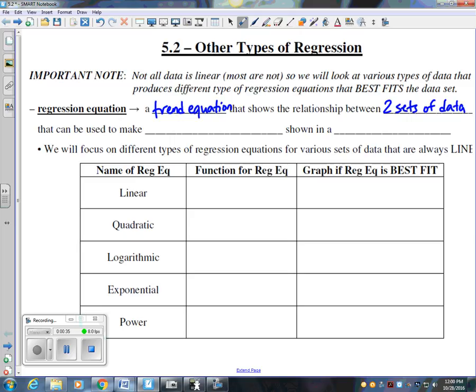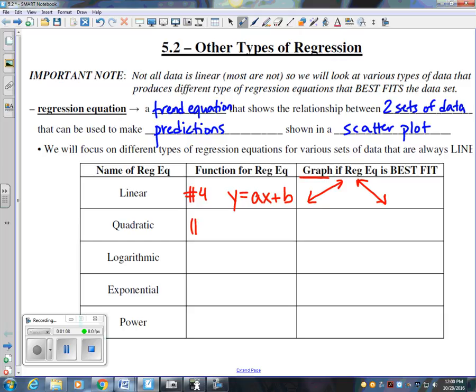It can be used to make predictions that are shown in a scatter plot. Feel free to pause this video at any time to catch up. All right, so yesterday we did linear. In the calculator, that was number 4, and the equation is y equals ax plus b. The graph of a linear function is a straight line either going up or going down.